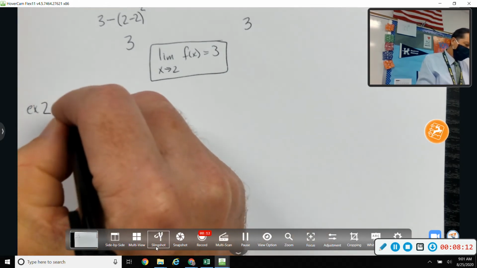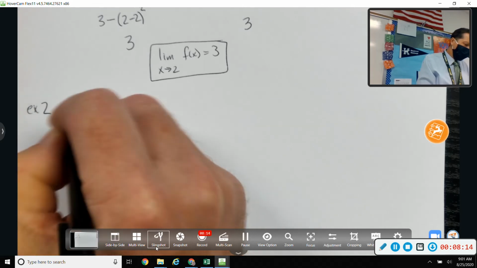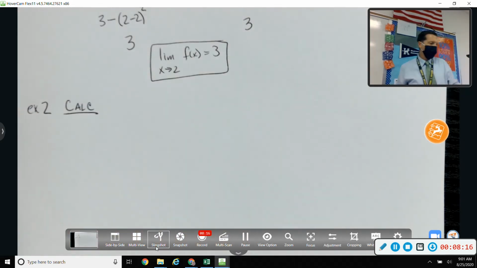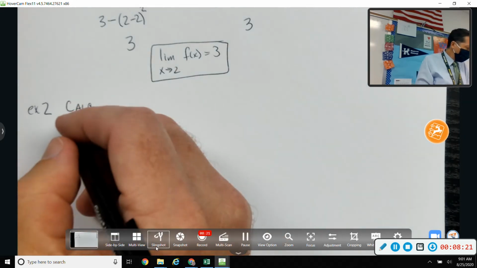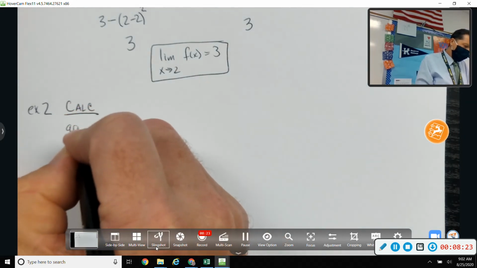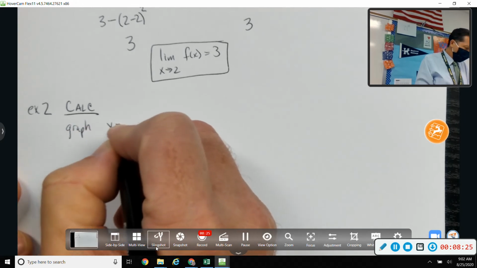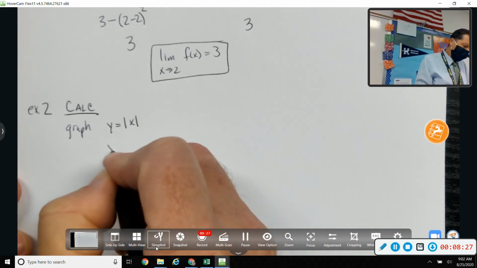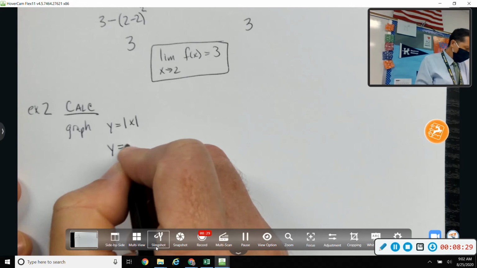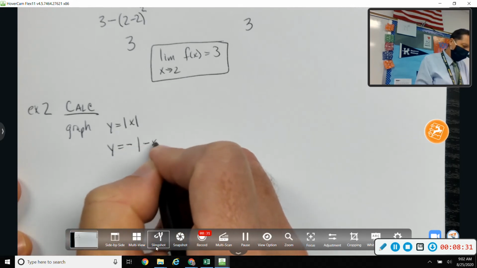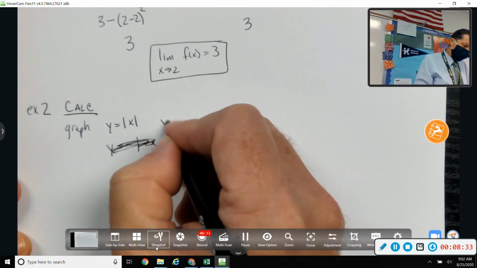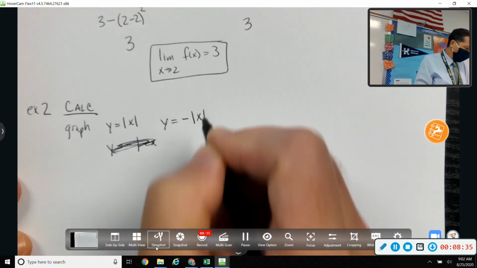All right, example 2 is going to be with calculator. By the way, this mirrors the two types of problems in the assignment today. It's not long, but there's two types. Graph y equals absolute value of x, y equals negative absolute value of x. Oops. Start that one over. Negative absolute value of x.